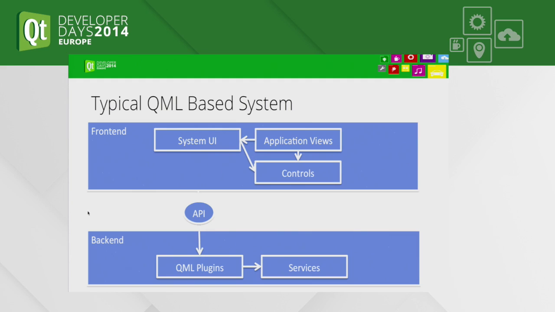And the application views are a bundle of visual views or pages which make up an application. And the controls are a reusable widget library which you create to fire up all those different applications and fill this user interface. Then you have an API. The API is your QML plugin API which goes below and goes into the native system.